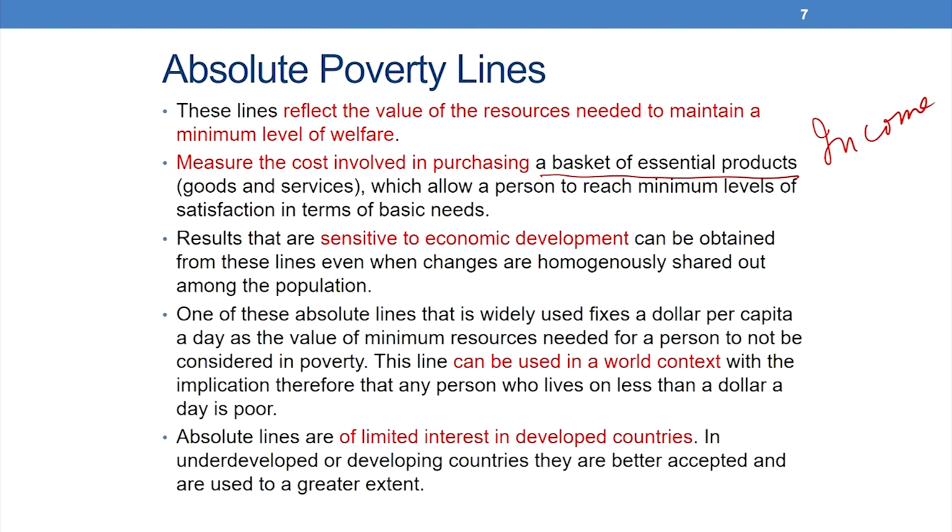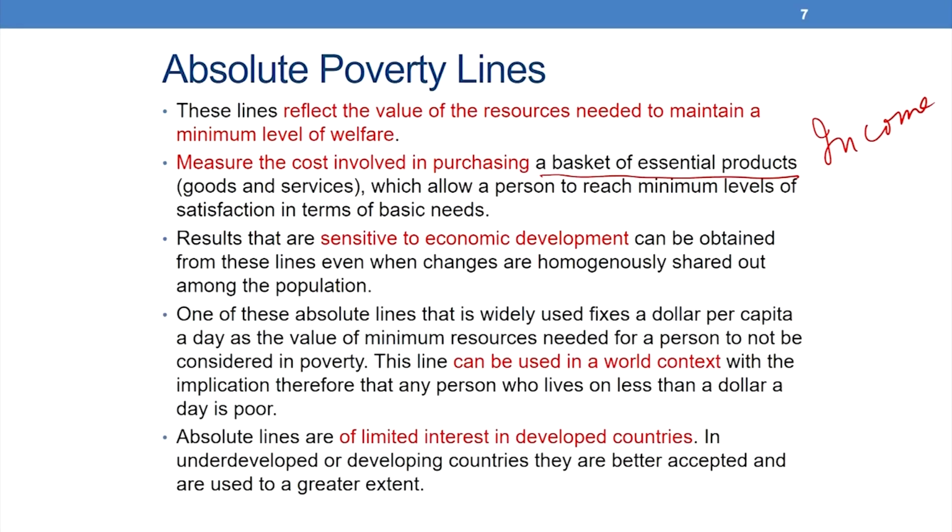Now, this line can be used in a world context with the implication, therefore, that any person who lives on less than a dollar a day is poor. And this is basically widely used in today's world when we look out for countries where we do a headcount of people in different countries, particularly in the developing countries of the world, where they are living below $1 a day per capita, and that gives us a sense of the incidence of poverty in some of the countries. So, absolute lines are of limited interest in developed countries, and therefore, we say that one of the characteristic features of developing countries is said to be absolute poverty and not relative poverty.